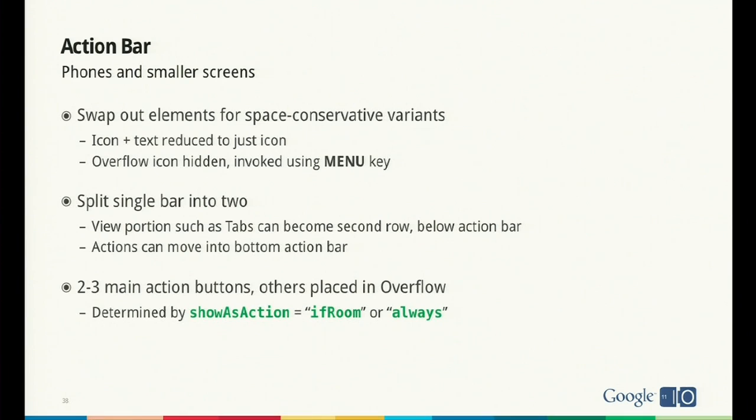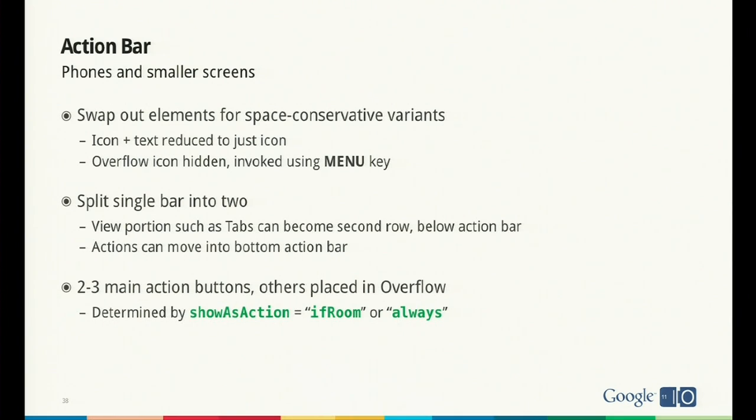Once we start moving down to phones and smaller screens again, some of these patterns start to break down a little bit. Suddenly, you want to start swapping out elements for more space-conservative variants. You might want to reduce icon plus text into just the icon alone, even if it may not be quite as descriptive as you would like when you have more room available to you. And the overflow icon may no longer be appropriate if you have a physical menu key still on the device. So what can you do about this?